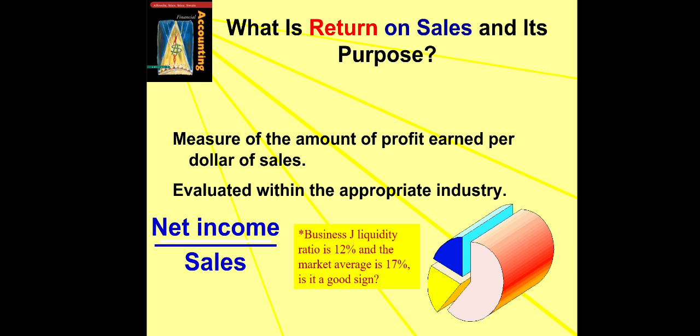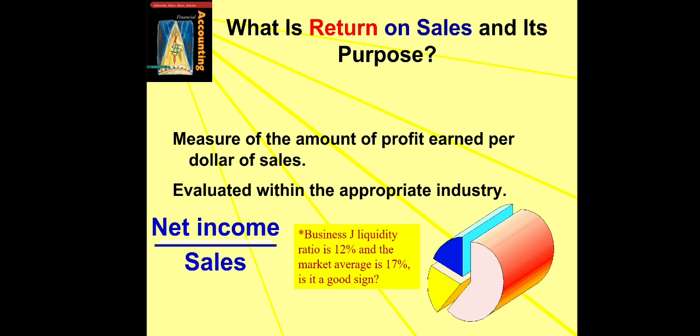So if business J got revenue $10,000, then the profit is $1,200. But the industry average is 17%. 17% means in the industry, for every $1 revenue, the profit is 17 cents. If the revenue is $10,000, the profit is $1,700. That is the market average. So business J performs below the market profit. So it shows that the business J is not good in terms of return on sales.